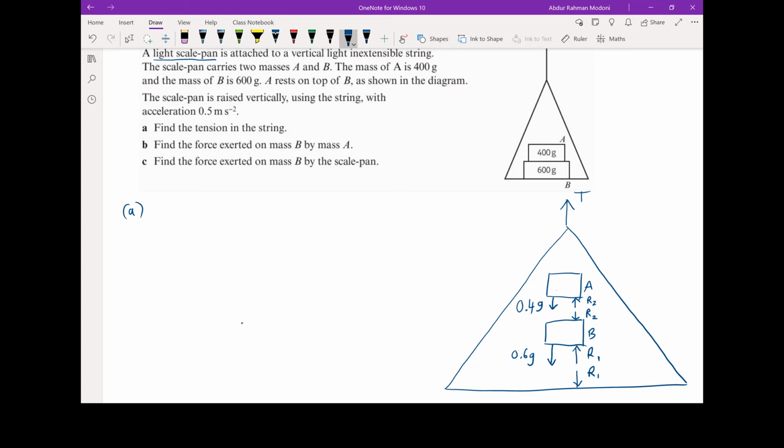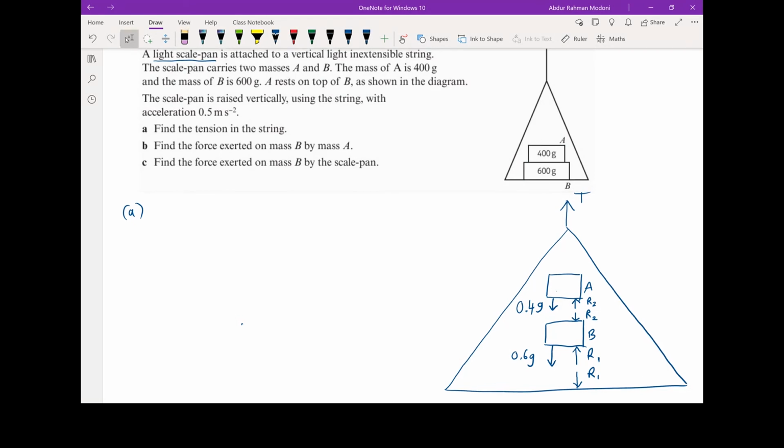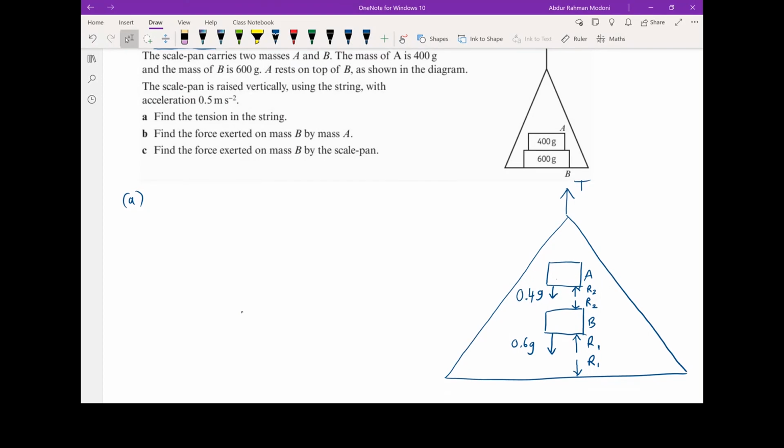Now we know that this scale pan is accelerating vertically, and the acceleration is 0.5 meters per second squared. And it says it's raised, so I will indicate that acceleration here, 0.5 meters per second squared.